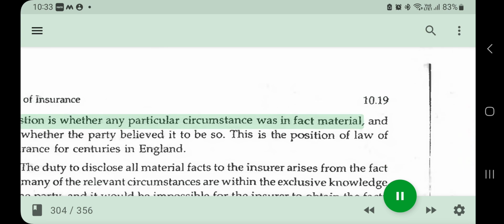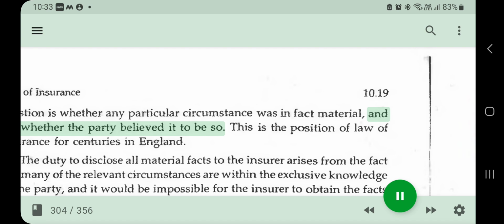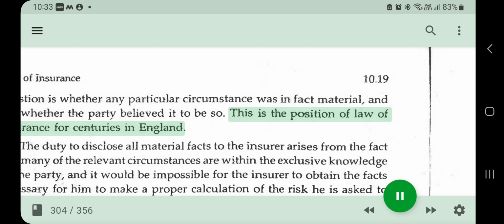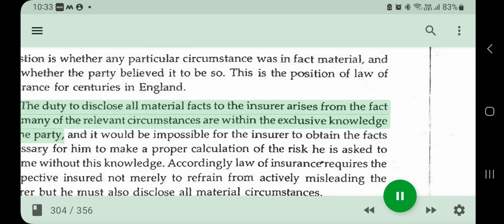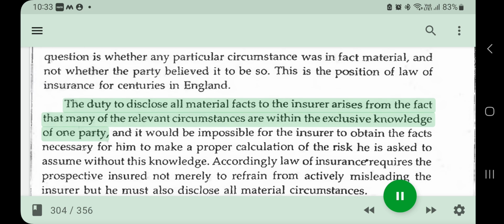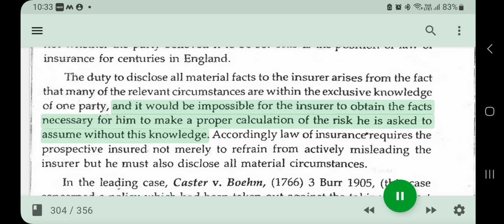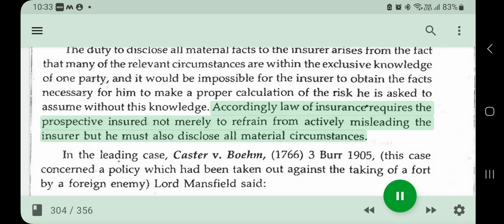The question is whether any particular circumstance was in fact material, and not whether the party believed it to be so. This is the position of law of insurance for centuries in England. The duty to disclose all material facts to the insurer arises from the fact that many of the relevant circumstances are within the exclusive knowledge of one party, and it would be impossible for the insurer to obtain the facts necessary for him to make a proper calculation of the risk he is asked to assume without this knowledge. Accordingly, law of insurance requires the prospective insured not merely to refrain from actively misleading the insurer, but he must also disclose all material circumstances.